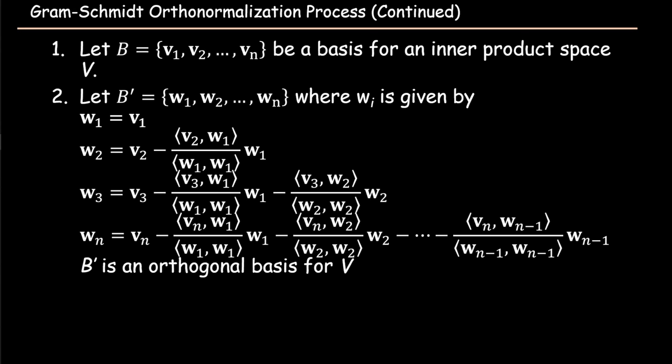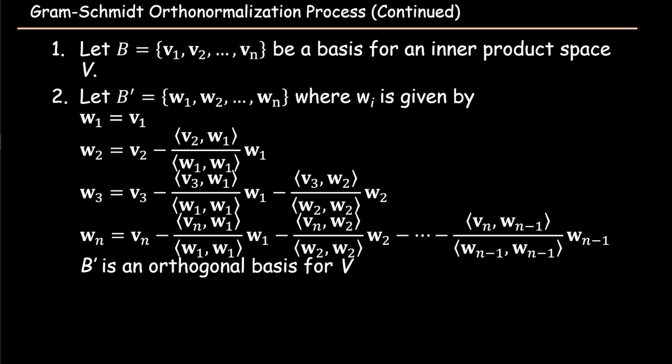But what does each part represent? When you do all of this, it will make B prime an orthogonal basis for V. For the first one, we're just going to let W1 and V1 be the same thing. Then for W2, we're going to take V2 and subtract this algebraic expression of two inner products divided by each other multiplied by a vector. What that ends up doing is making the result orthogonal to W1. So W2 is going to be V2 minus a multiple of W1, and this will guarantee that W1 and W2 are orthogonal to each other.